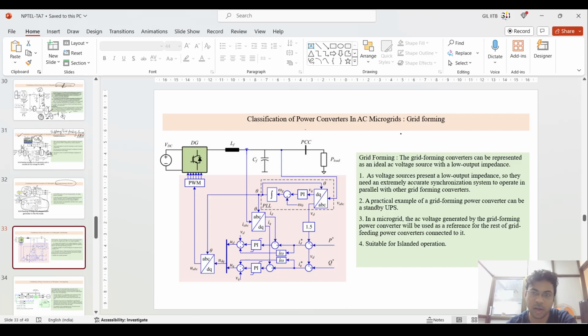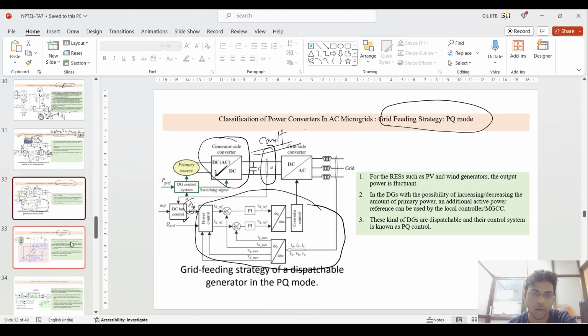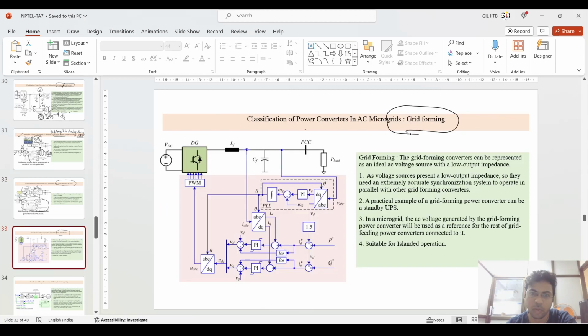Okay. Coming to this second last, that is the grid forming. What I have already explained, that grid feeding or grid following. This is the grid forming. So if you see in the right side, what I am highlighting, there is no grid. It is an islanded situation. Okay. So from where you will generate this 230 volt and 50 amp?